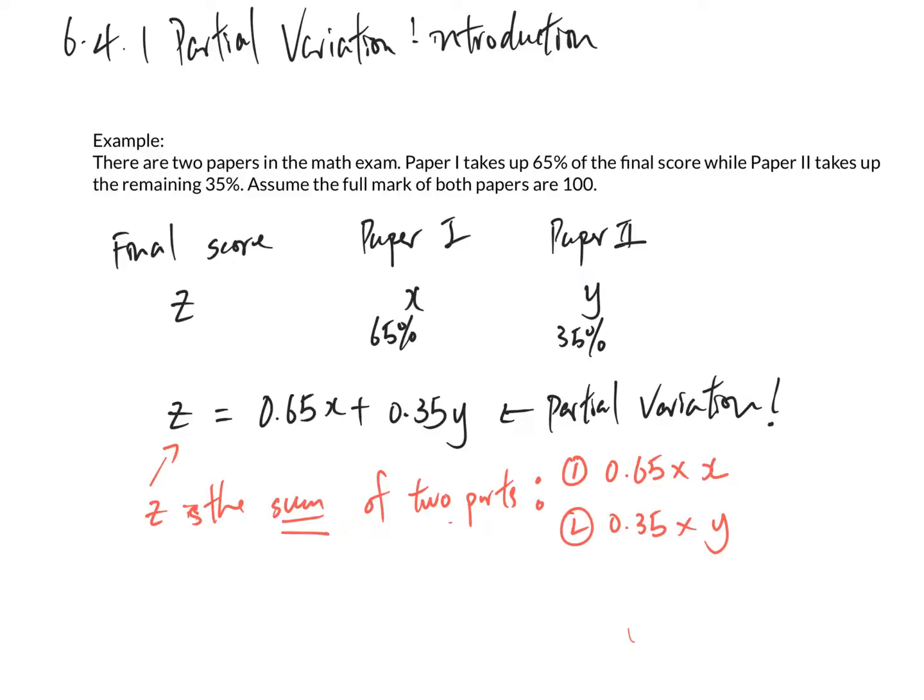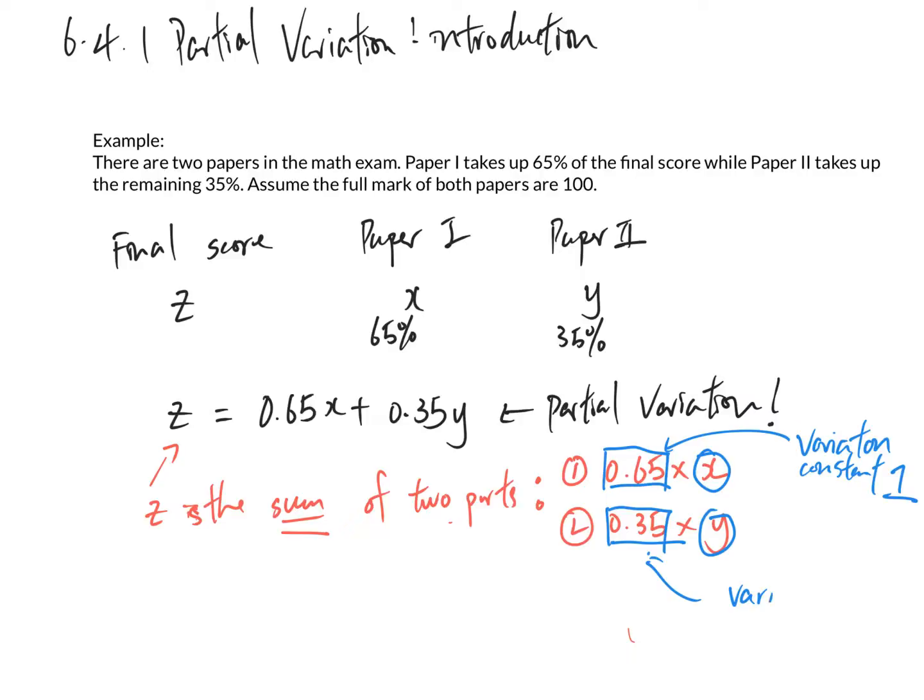Here the variables X and Y are involved in the two parts separately. And we have 0.65 and 0.35 as the variation constants. The variation constant of X is 0.65. We call it variation constant 1. And 0.35 is variation constant 2. So this is a very simple idea.